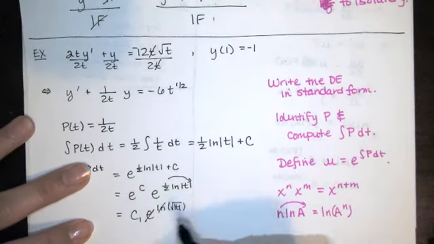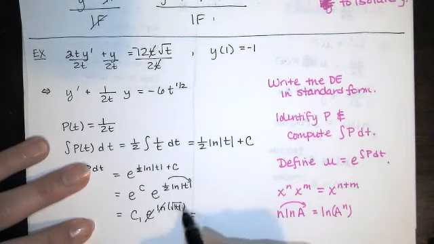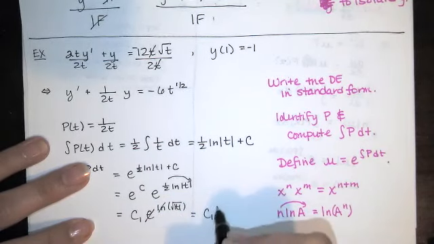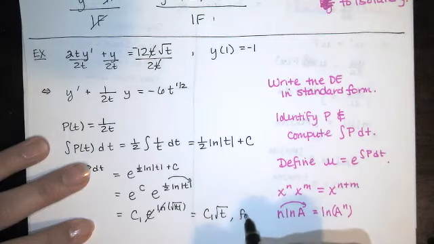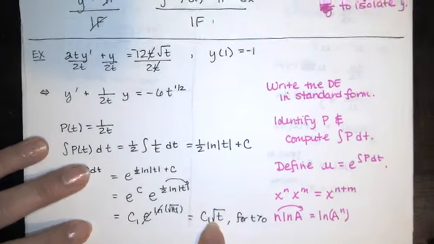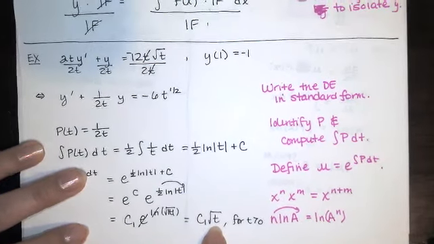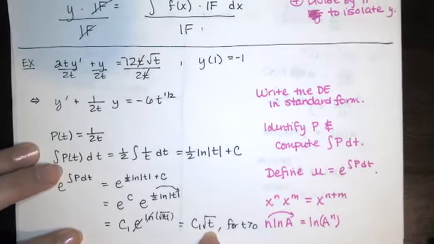And the e and the log undo each other. And I think I'm just going to call that c1 times the square root of t for t greater than 0. It would be the square root of negative t if t were less than 0.